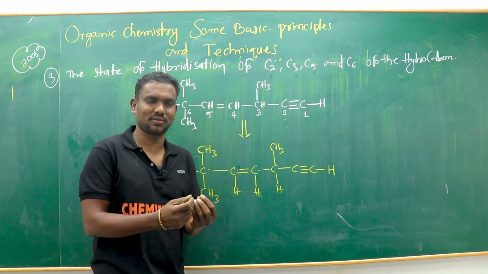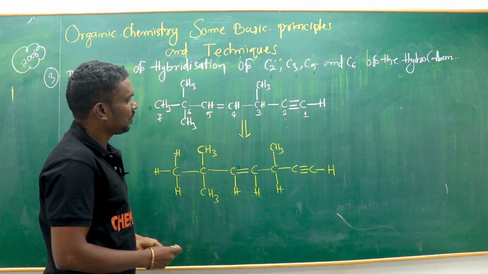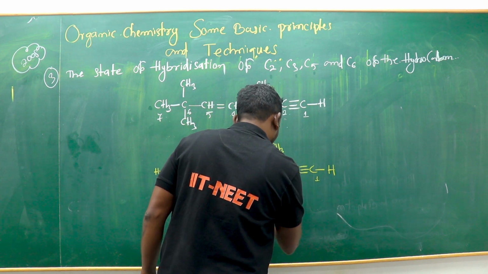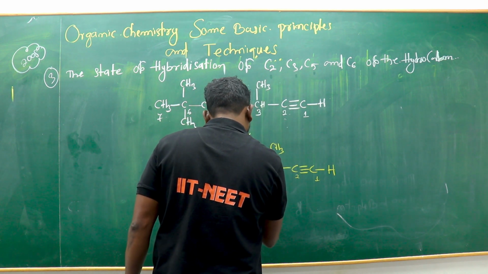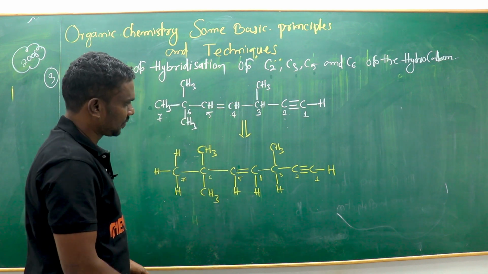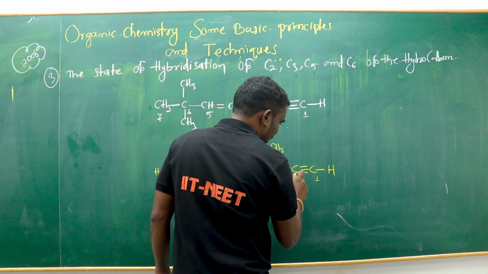Why? Because it makes identifying hybridization very easy, right? Let's go beta. So what was asked here? This is the first carbon, second carbon, third carbon, fourth carbon, fifth carbon. This is the sixth carbon. This is the seventh carbon, right? Now second carbon is asked beta. So second carbon, observe carefully.